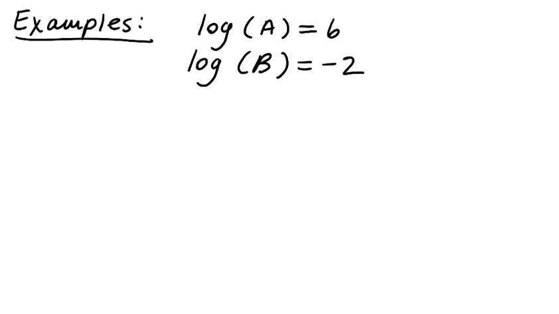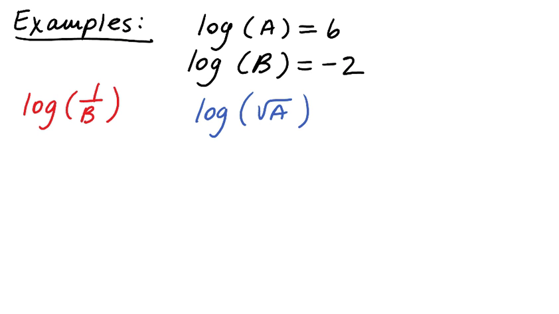The last examples I've got for you are pretty much just backwards from the other ones. The base 10 log of a is 6, and the base 10 log of b is negative 2. I'm just going to give you a couple of these because it's really not that different. So let's say, what's the log of 1 over b? What is the log of the square root of a? And what is the log of, say, maybe a divided by b?